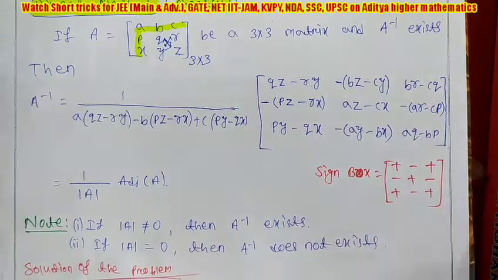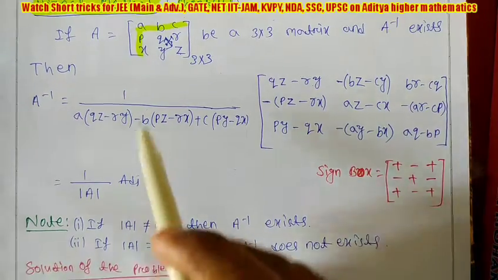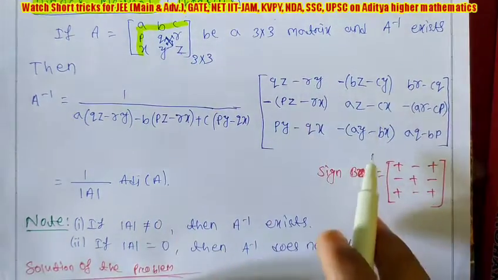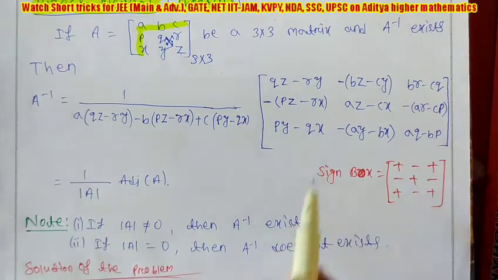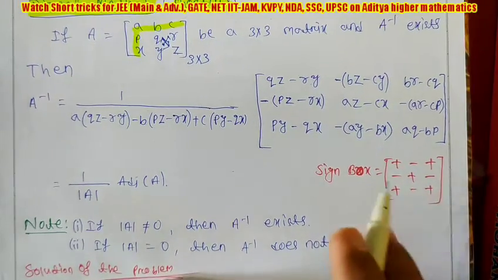Simple. Just use your brain to apply this trick. No need to remember everything. I told you, you have to compute row wise and write column wise. By deleting rows and columns, you have to cross multiply and use the sign minus with the sign box.